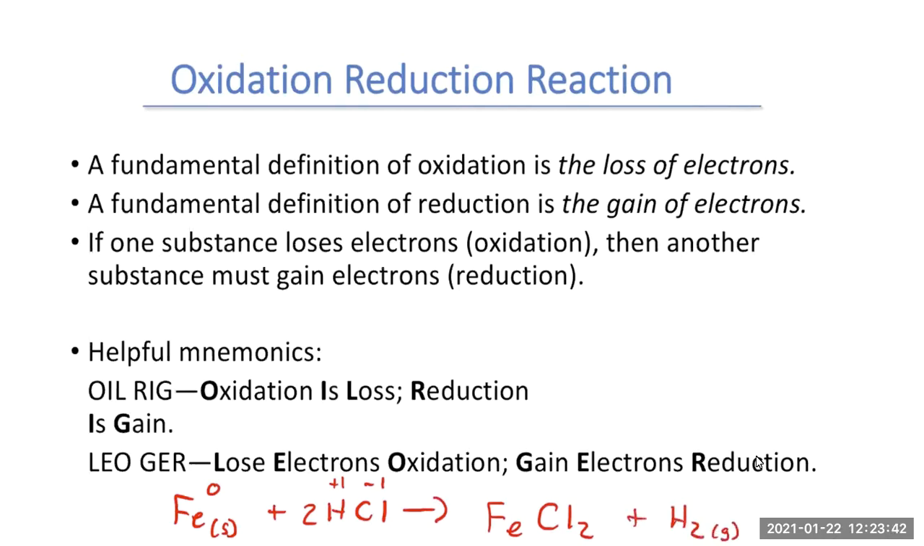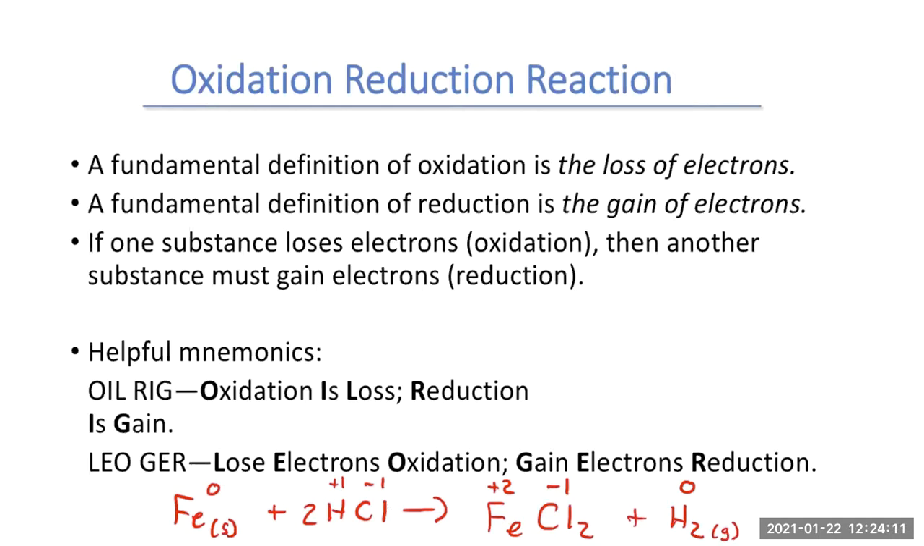H2 is in its gas phase, that's its natural state, so now it has a 0 charge. Anything in its elemental form has a charge of 0. The iron now, since it has 2 chlorines next to it, is a +2, and the chlorine's still a -1. So you can see the iron went from a 0 charge to a +2, so the iron lost 2 electrons. If it lost 2 electrons, it went through an oxidation.